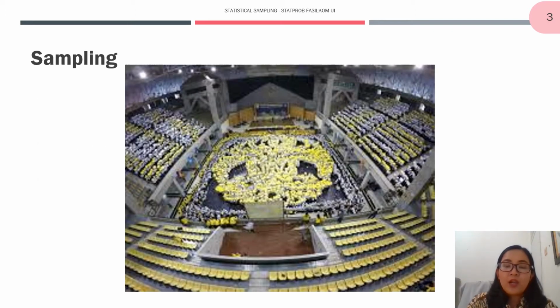So let's recall the concept of sampling. If you were to study the habits or the behaviors of all of the new students at University of Indonesia, shown in this picture, it is virtually impossible for you to actually take data from every single one of them. So what you do is you take a subset of them and study that. But how do you select this subset of students for your study?